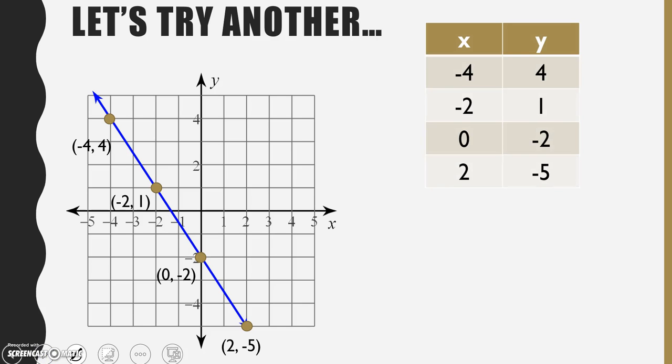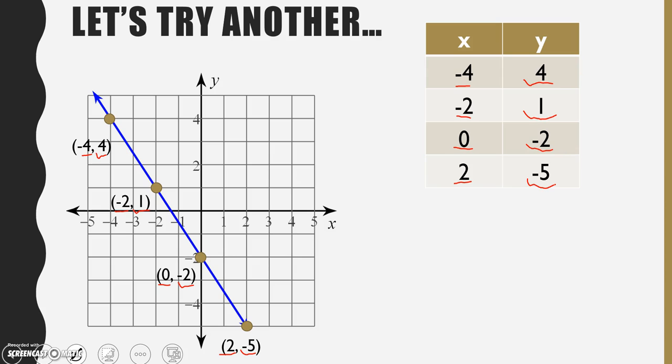All right, so here's our table. All your x values, -4, -2, 0, 2, should be in that order. All right, and then all your y values should be paired with the appropriate x values.